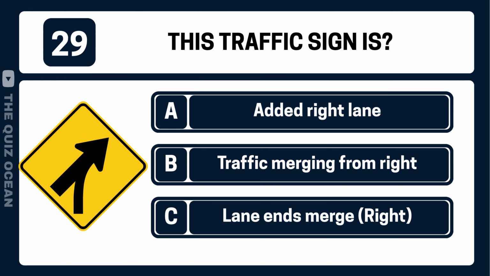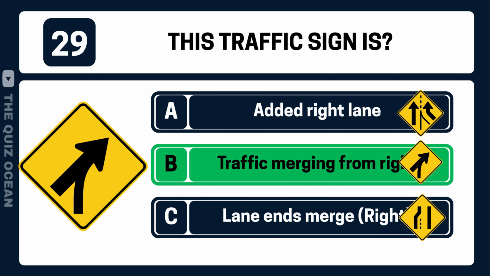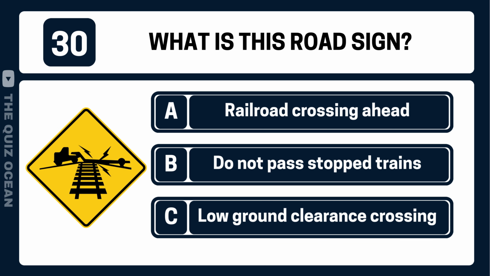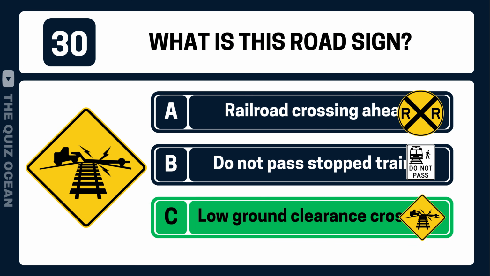This traffic sign is? Exactly. This is the traffic merging from right sign. What is this road sign? Nicely recognized. This is the low ground clearance crossing sign.